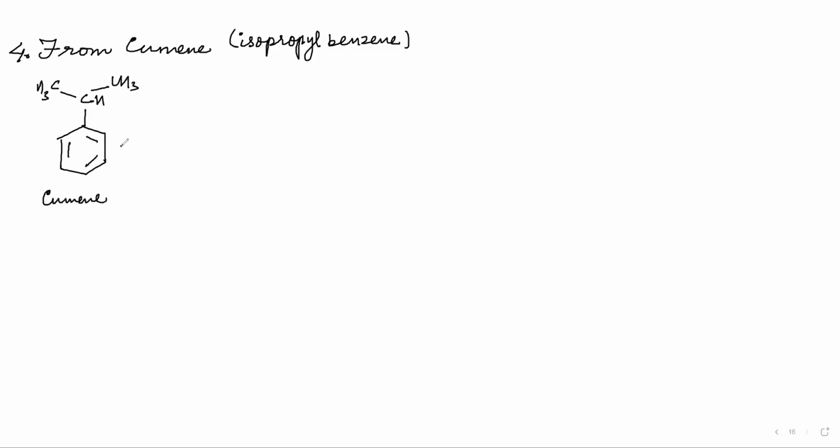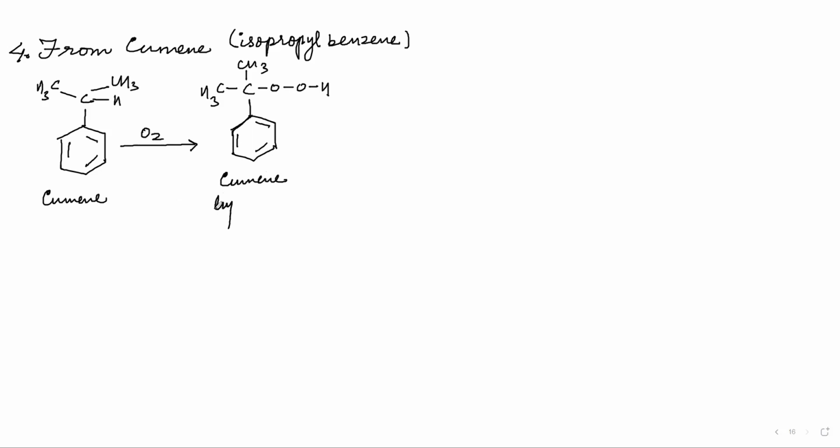Now, if you react this cumene in the presence of O2, what happens? This O2 gets inserted into the C-H bond. So you have the C-H bond here. This O2 gets inserted, giving CH3, CH3, OOH. Now what will this be called? This will be called cumene hydroperoxide.